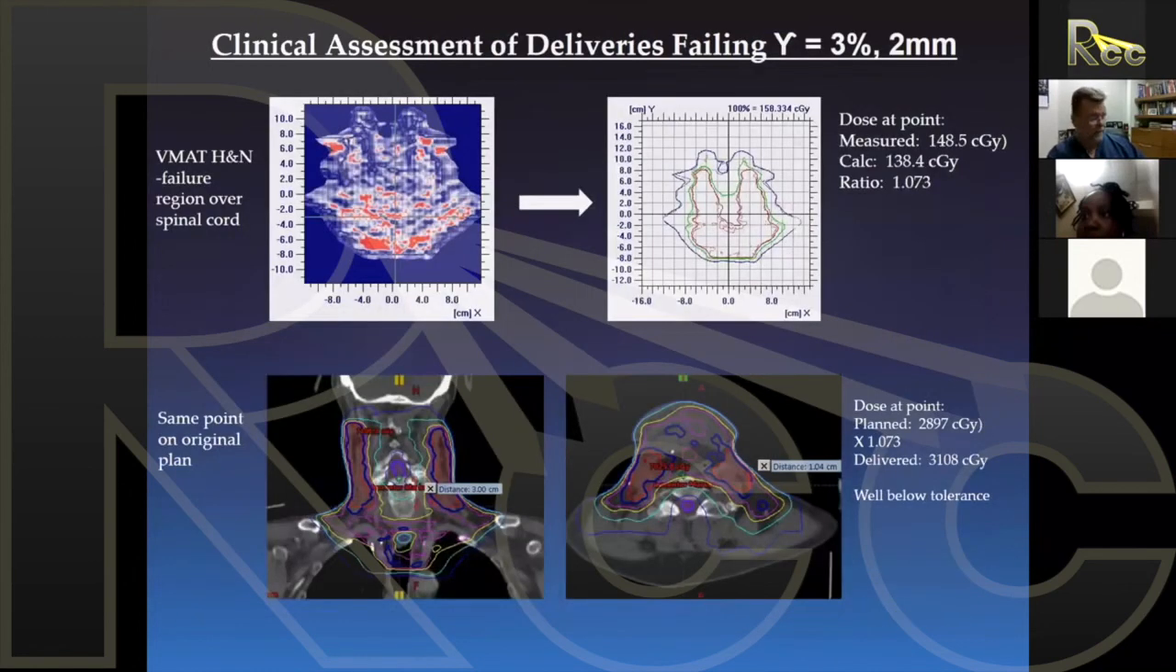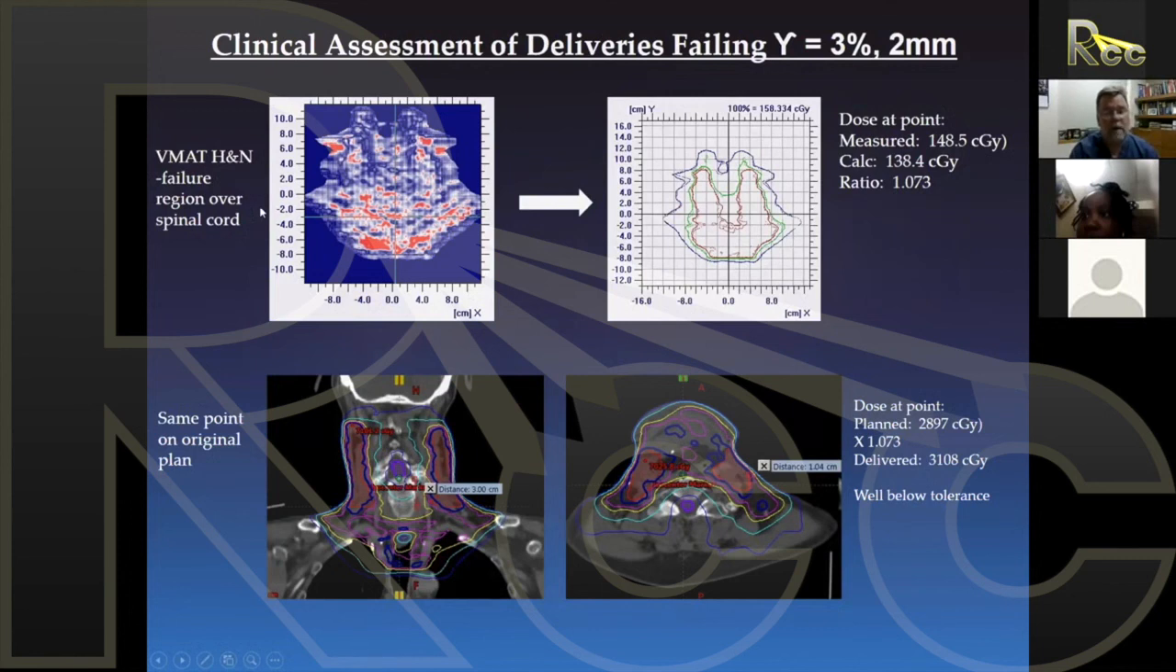So the bottom line for all of this is, as I showed you earlier, how to explain to a physician what does 3% 3 millimeter distance to agreement mean? And you have to look at it in the extremes, whether it's high gradient or low gradient region. This gets to be very arduous, if you will. So what we can do is we can look at this for a gamma of 3% 2 millimeters and look at the ones that failed.